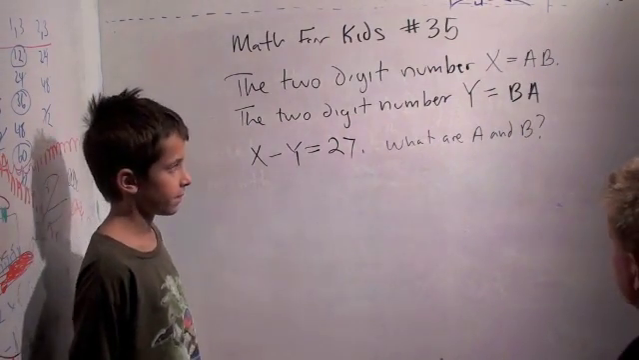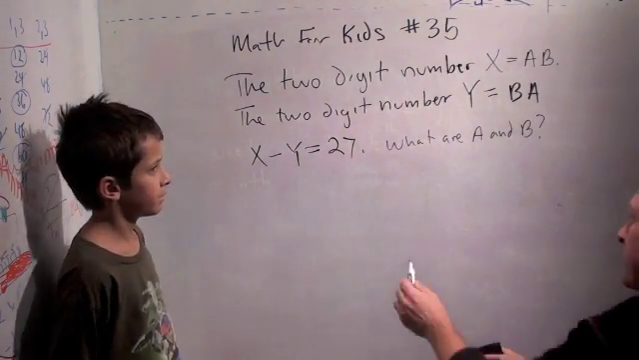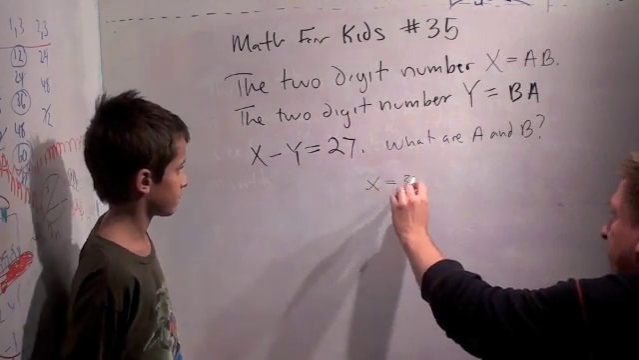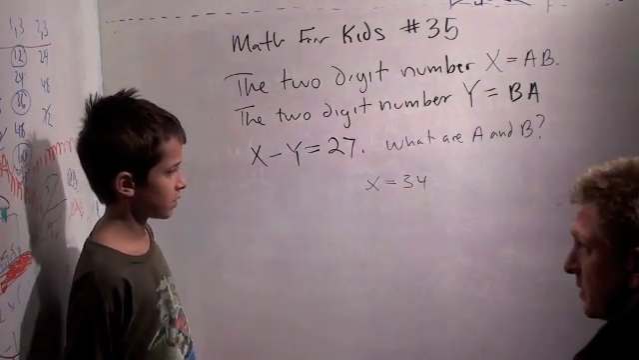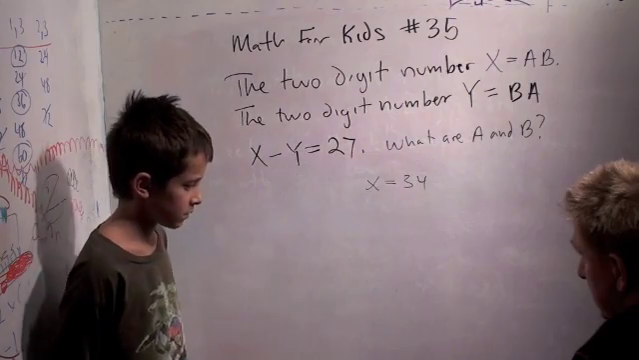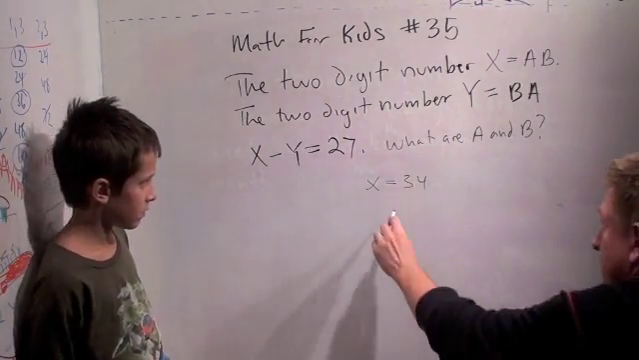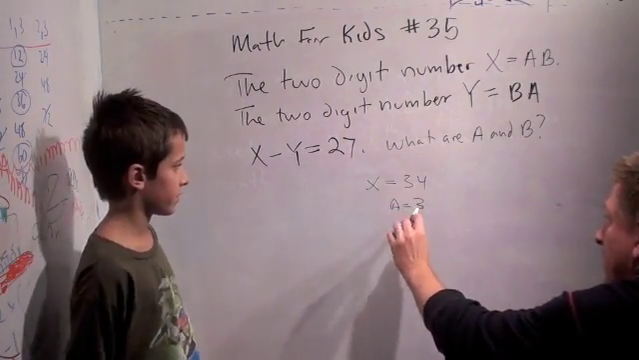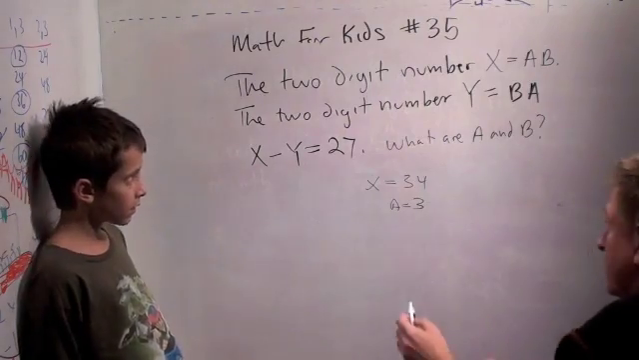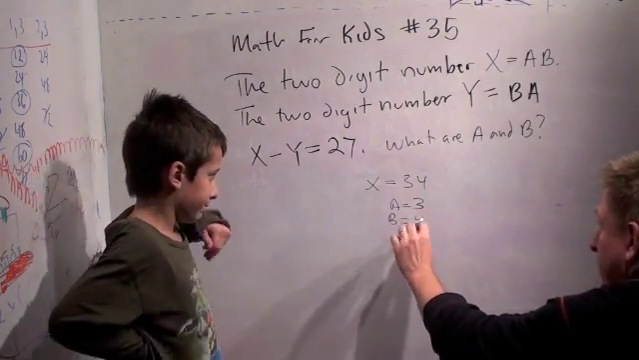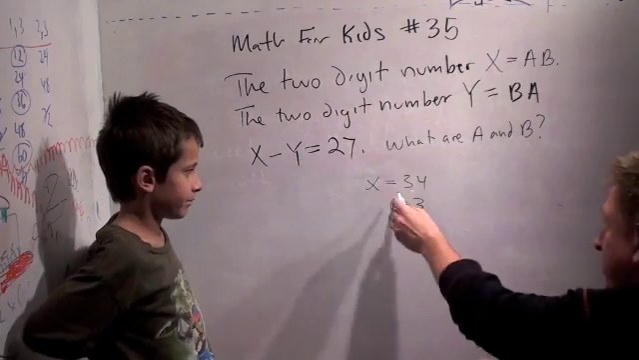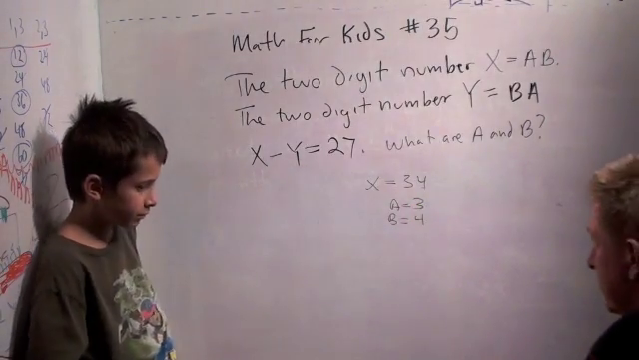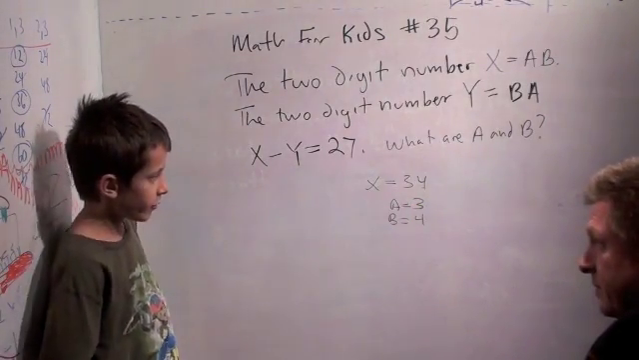x equals AB. What does that mean when you write a number? Let's say x was equal to 34. What does that mean? What would A be? A would be 3. B would be 4. So how do you get 34? What does 34 mean when A is 3 and B is 4?